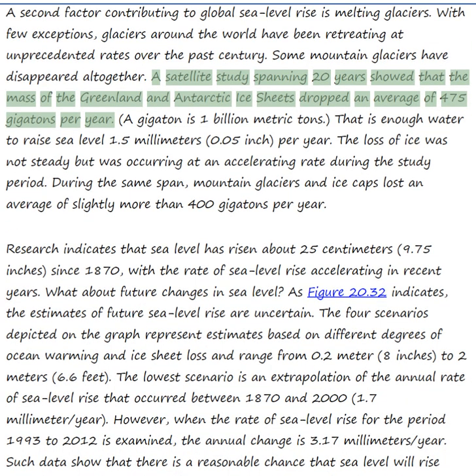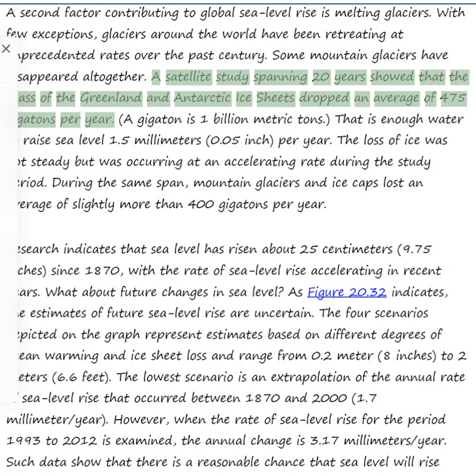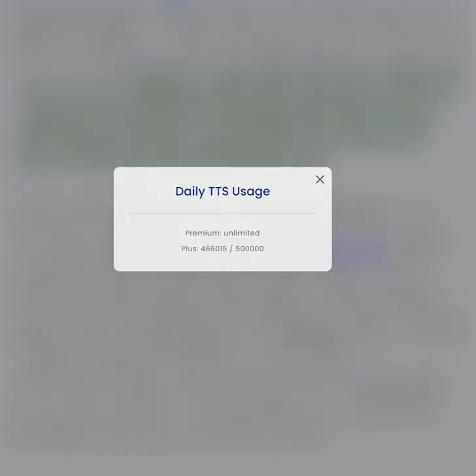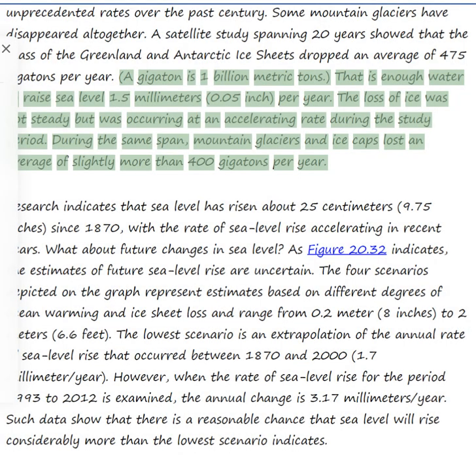A satellite study spanning 20 years showed that the mass of the Greenland and Antarctic ice sheets dropped an average of 475 gigatons per year. That is enough water to raise sea level 1.5 millimeters per year. The loss of ice was not steady but was occurring at an accelerating rate during the study period. During the same span, mountain glaciers and ice caps lost an average of slightly more than 400 gigatons per year.